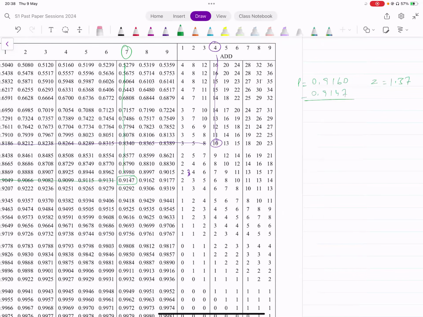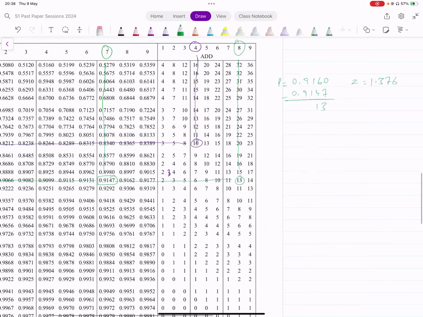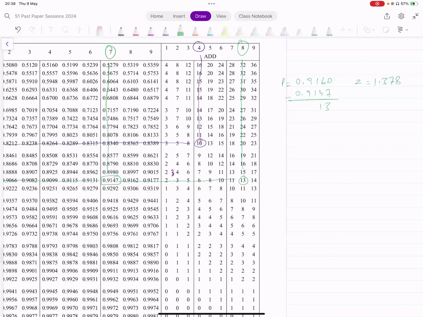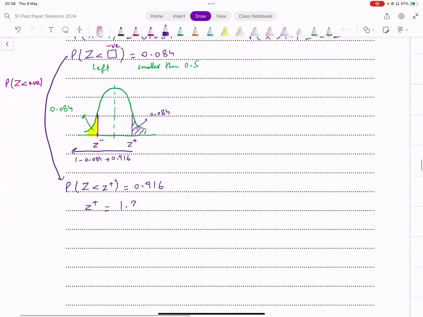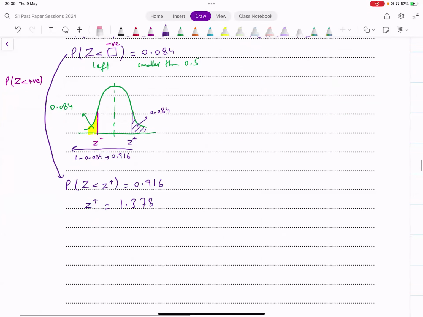How much do we still need to add? 13. Okay. Go to the right side. Where is 13? We've got 13 here. The third decimal place for Z is going to be 8. So 1.378. That's the Z value. Now, this is the positive value of Z that we're getting. The actual Z is supposed to be negative. So we say Z is therefore minus 1.378. That's the actual Z value.